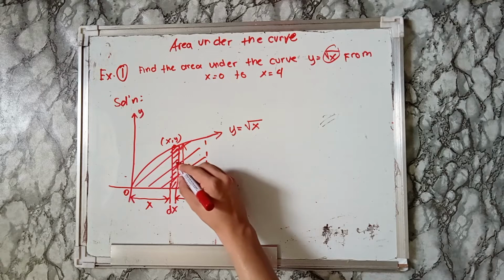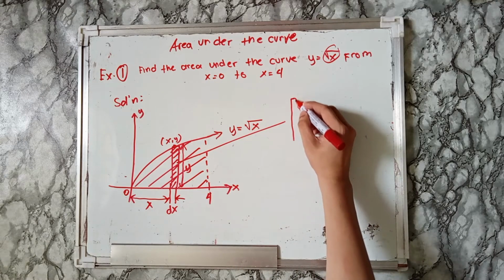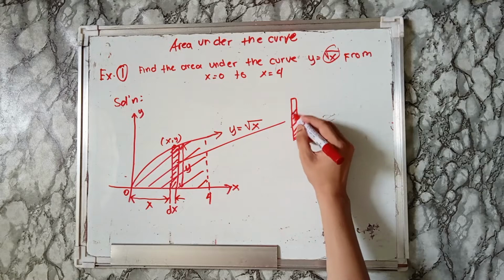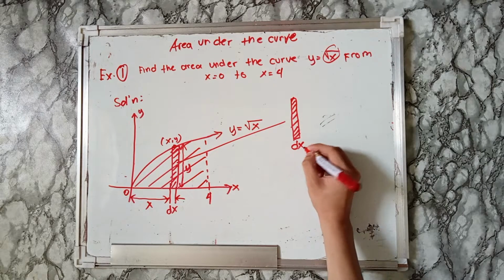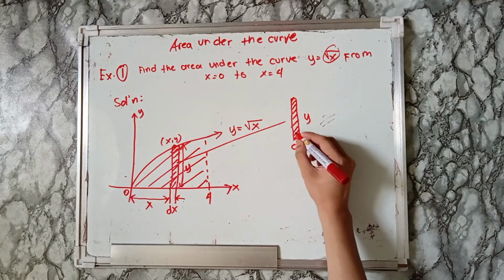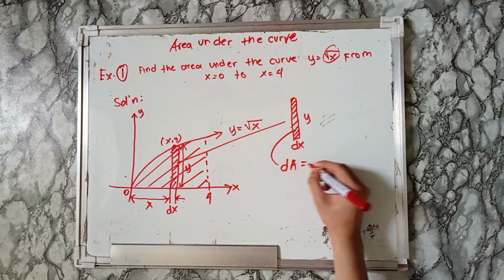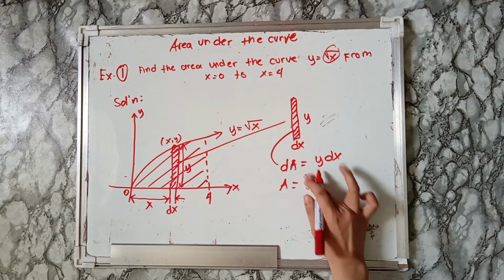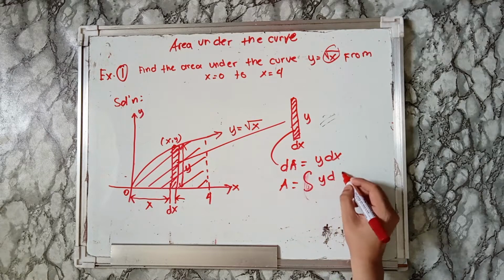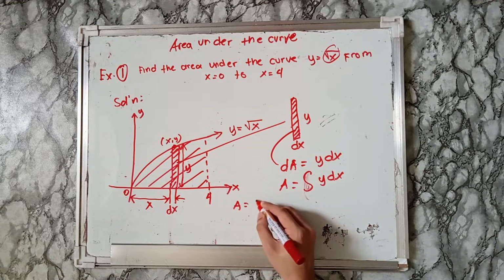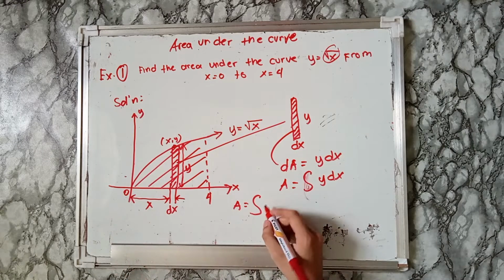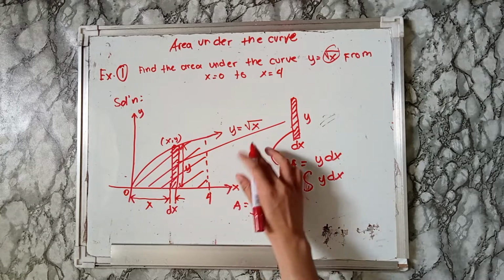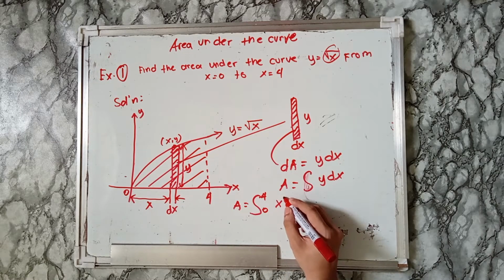Now if we take this out, our vertical strip, this is dx and this is y, right? So to solve for the differential area, we have y dx. So integrate both sides, we have area is equal to the integral of y dx. So the area now, our limits here is 0 to 4, right? 0 to 4. And our y is square root of x, or we can just write this as x raised to 1/2, dx.